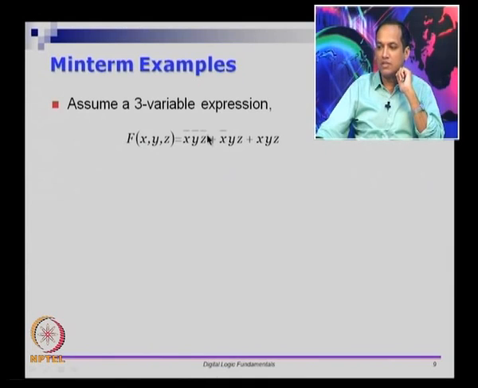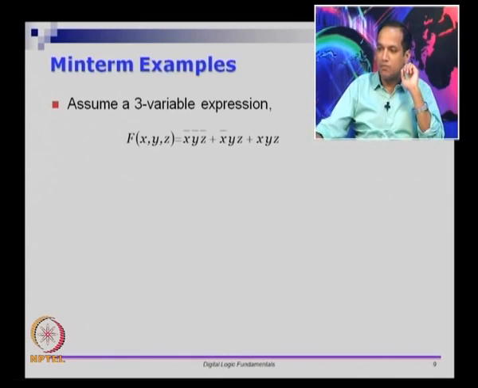So, this term has xyz, this term has xyz, and so is this term. All of them have xyz in some form, in either the complemented or uncomplemented form. All the literals xyz are available. So, this is a valid canonical sum of product. The way we are going to write this is as follows.